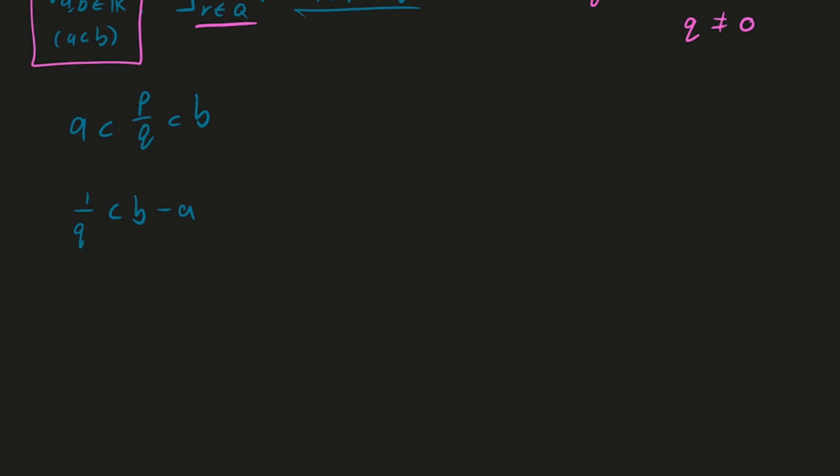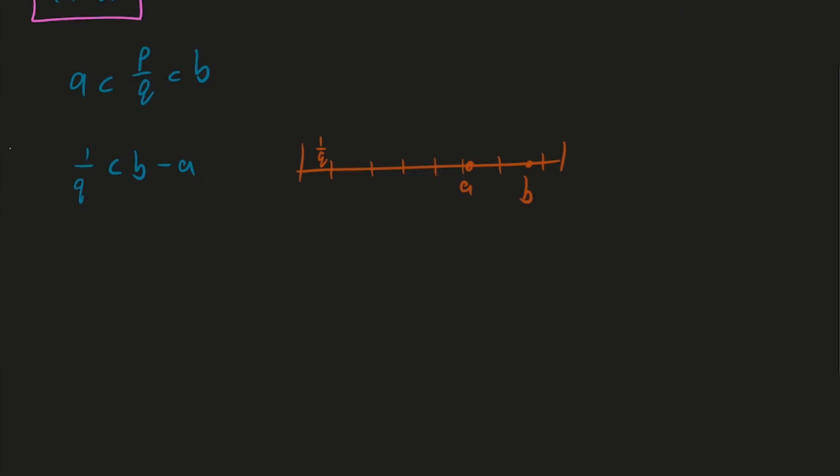Geometrically, if you have the number line and you've got, say, A and B, all this is saying is that we're picking q such that if you divide the number line up into little segments of length 1 over q, then A and B are in separate segments. They're not in the same one, which hopefully makes sense why you can do that.